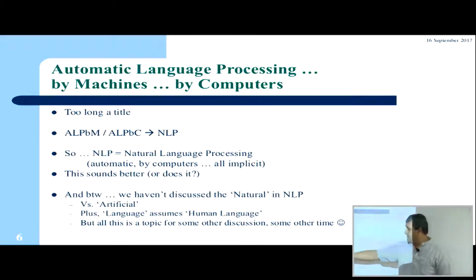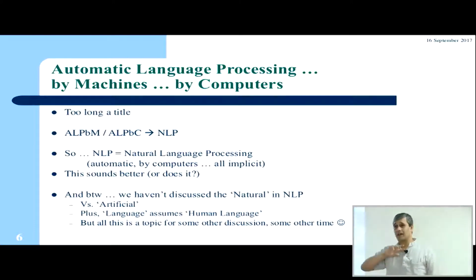And by the way, this element we haven't yet discussed, the natural in NLP. This natural is actually as opposed to artificial. So, natural language versus artificial language. Does anybody have an idea whether there is a difference in the first place? Well, terminologically yes, but what can that be?